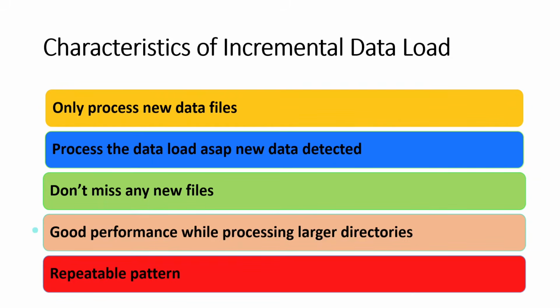Even though we have multiple different patterns to handle incremental data load, this is one of the places where we have challenges. We have to design an incremental data load pipeline with good performance. Even though we are going to have a huge number of files under a large number of directories, still there should not be any performance bottleneck. And the last quality is it should be a repeatable pattern, which means we should be able to schedule it, and it should be able to process the same thing in a repeated manner. So these are the ideal characteristics of incremental data load.